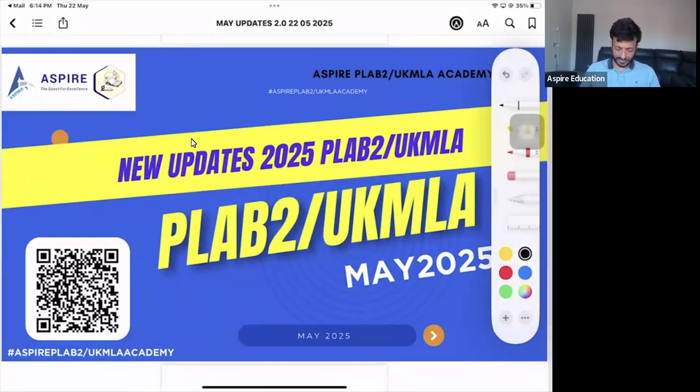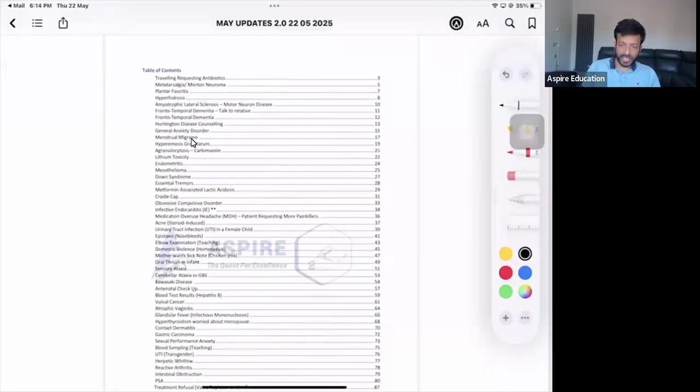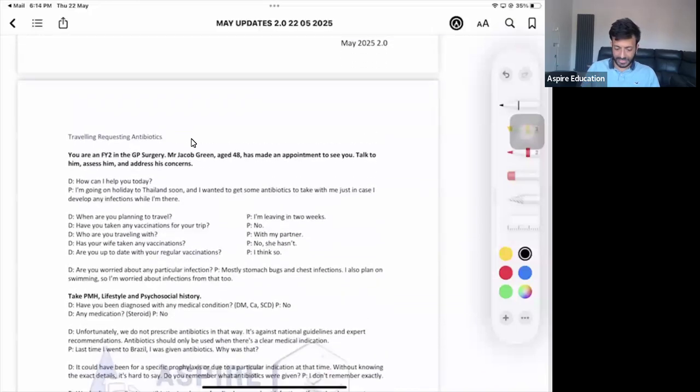All right, guys, so let's begin. We'll be discussing some updates. Don't worry, I'll be sending this PDF to all of you who are in the group. We'll go through these stations quickly.